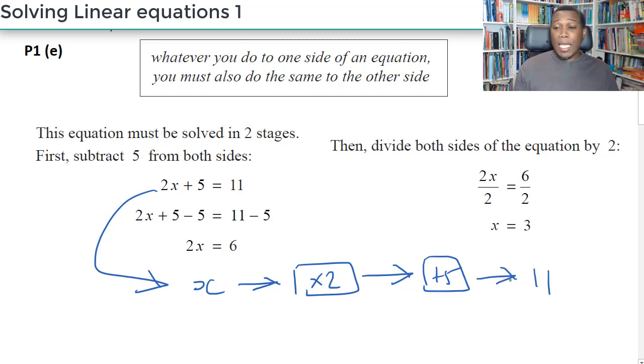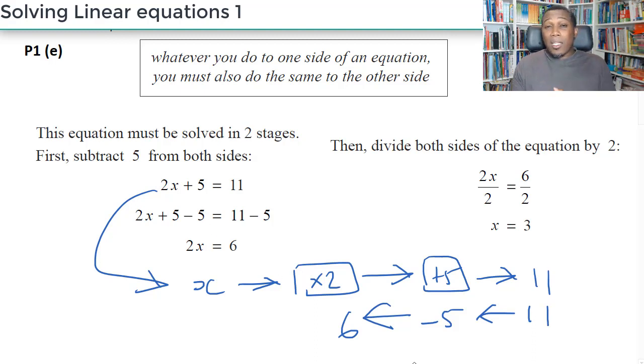So if I want to find the input, I go backwards, 11. I would take away 5. That would give me 6. So you can see what's happening. Exactly the same stages as in the balancing. It's exactly the same thing you're doing in the function machine. But using the balancing technique, you keep seeing what's happening on the left-hand side, on the right-hand side. And that matters a lot in more complex equations. It's something the function machine can't replicate later on.